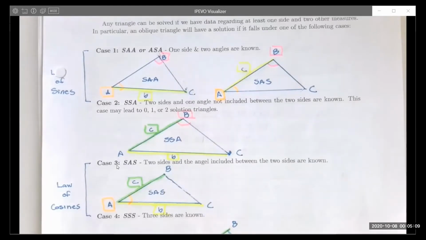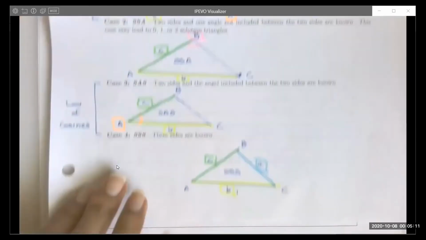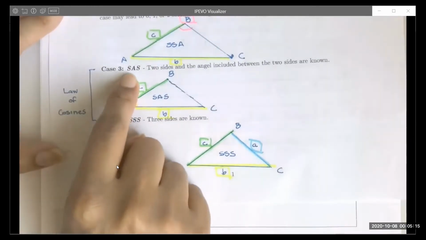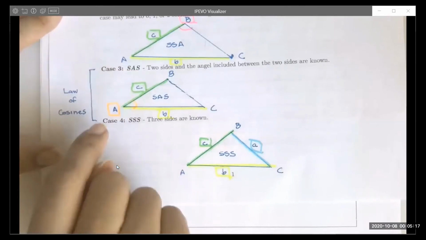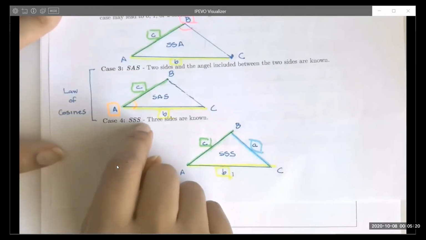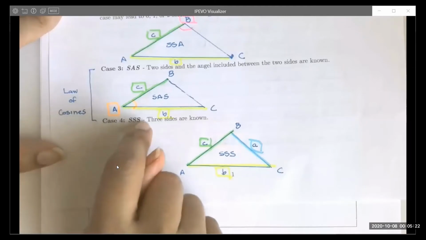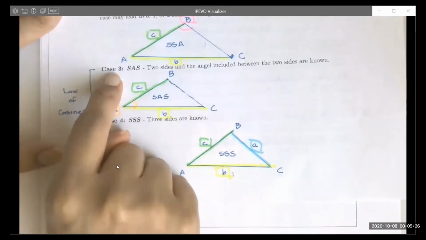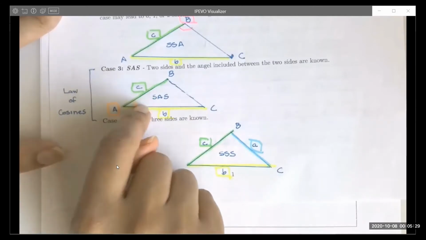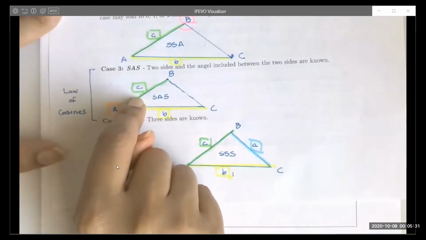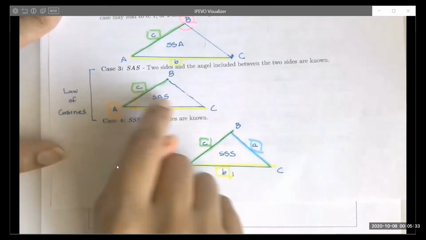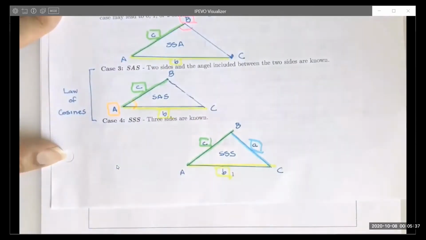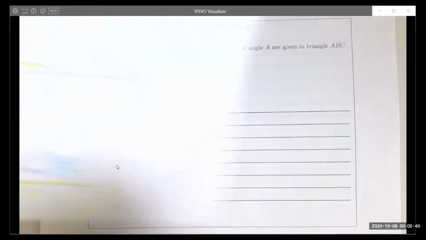What we're going to be focusing on today are cases 3 and 4. For case 3, we have side, angle, side. And for case 4, we have side, side, side, which means that they give us all of the sides and we need to find all of the angles. For case 3, they give us 2 sides and the angle that is between the 2 sides, and then we would need to find the remaining 2 angles and the remaining side. So that's what we're going to be doing today.